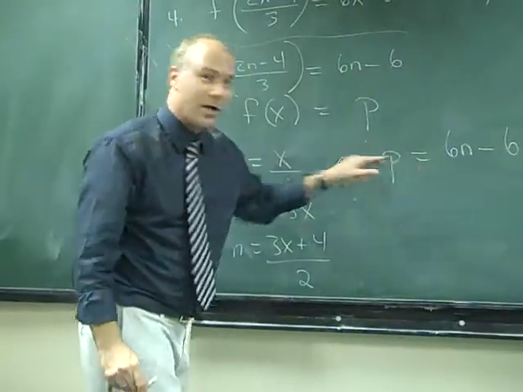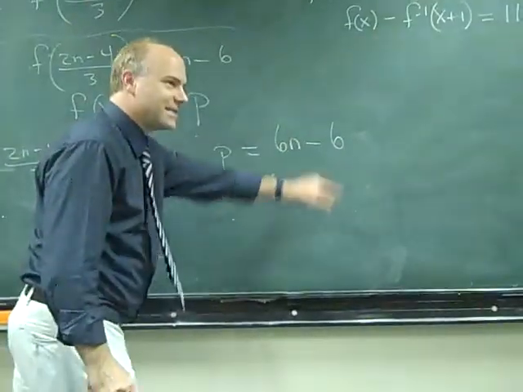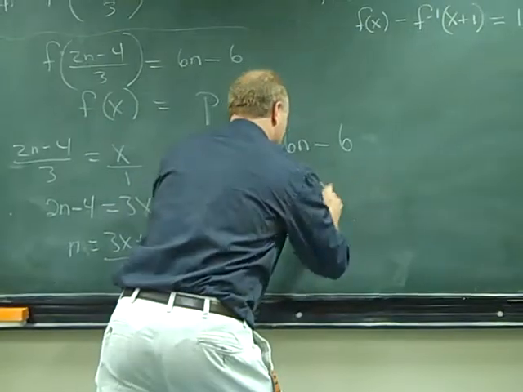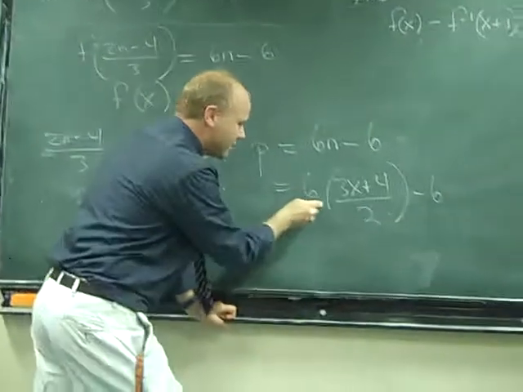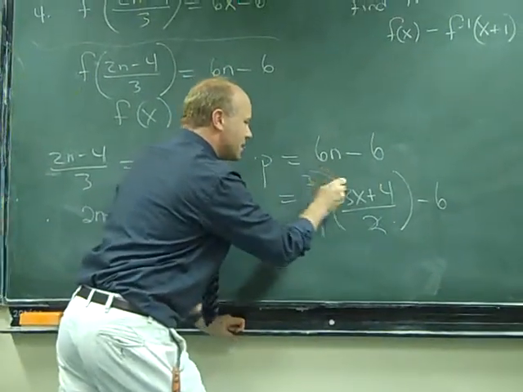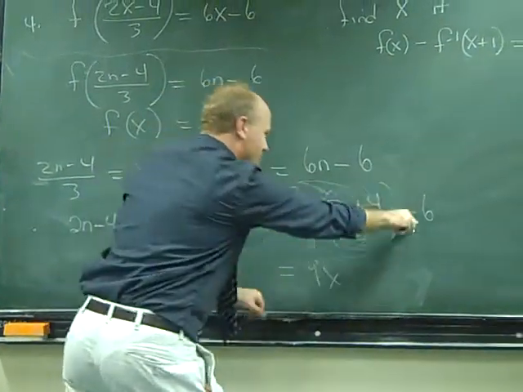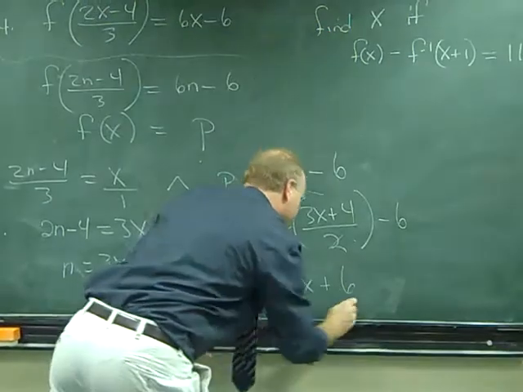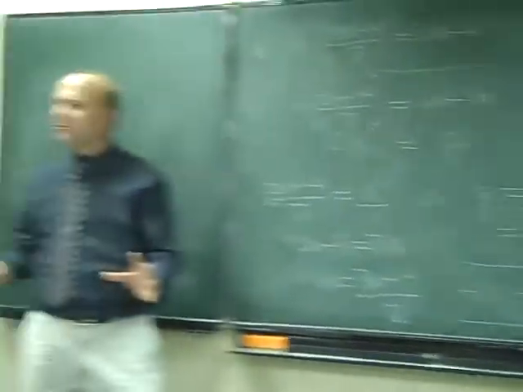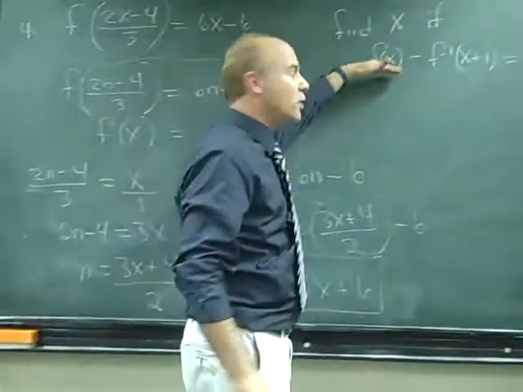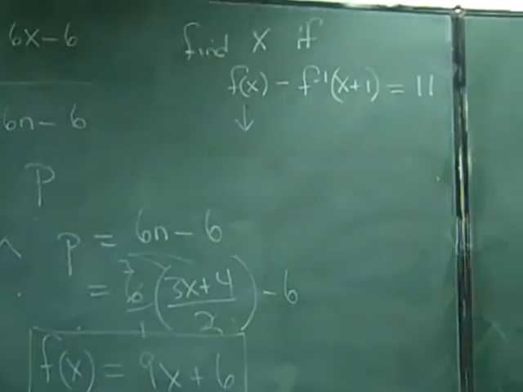Okay? Now come over here. We're trying to get p. Put the n in. So it's 6 of these things minus 6, right? 6 of these, (3x plus 4) over 2, minus 6. Okay, here we can do some reduction. 2 goes in here 3 times. Distribute the 3 in. We get 9x plus 12, plus 12 minus 6. So plus 6, right? Here's my rule for f of x. Okay, half our job is done now. Now we have f of x. We can even put it into this equation here, right? We can write 9x plus 6.